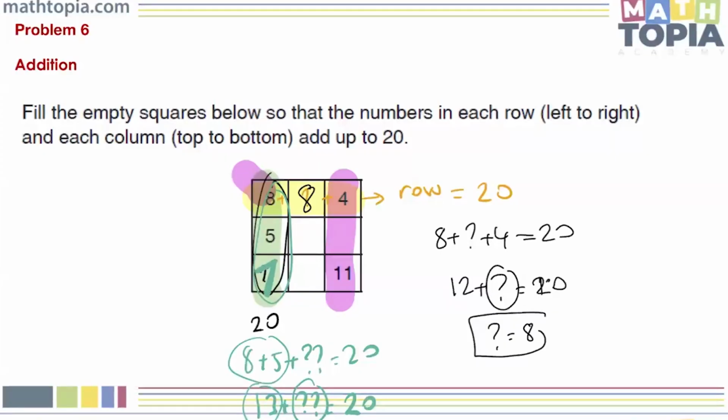Namık? I'll do 4 plus 11 plus what gives you 20? 5. 15 and 5, correct. Then what about this red one? 10. 10, correct. Then finally, the bottom one? 2. 2. Good job.